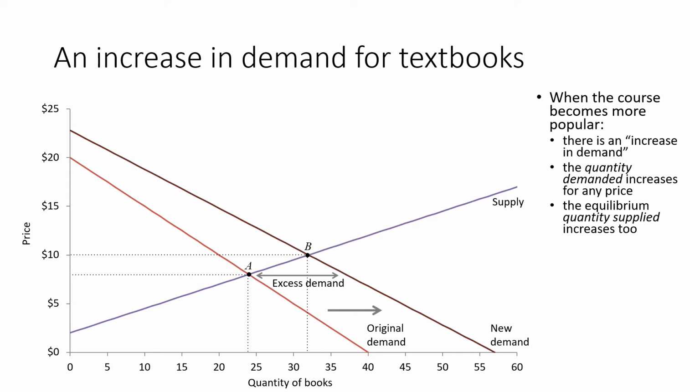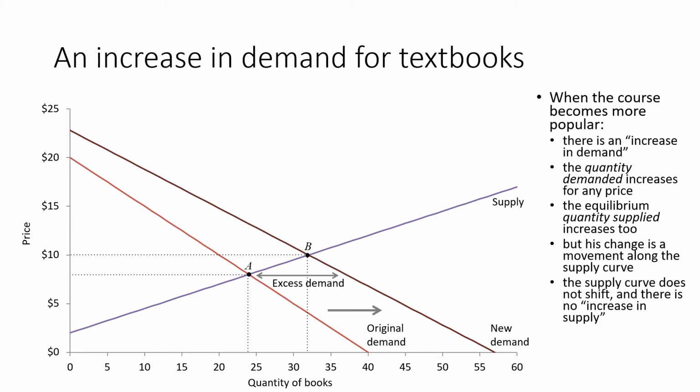We can also say that the equilibrium quantity supplied increases, right? Because at point B, the equilibrium quantity supplied has gone from 24, where it was at A, to 32, where it is at B. But this is a movement along that same supply curve, right? We didn't actually shift the supply curve. We just moved along the supply curve. So the supply curve doesn't shift, and we don't say there was an increase in supply. We say there was an increase in the quantity supplied.